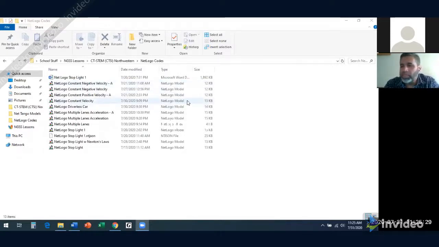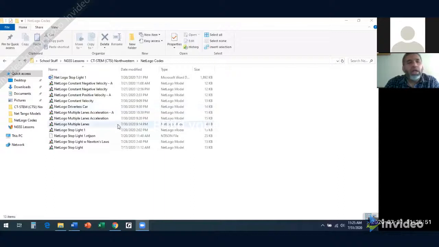My only hope and wish is that I can make more of these models in the content so that I can constantly use these NetLogo, NetTango models that I have made. And so here are some of the models that I have made with the co-design team.